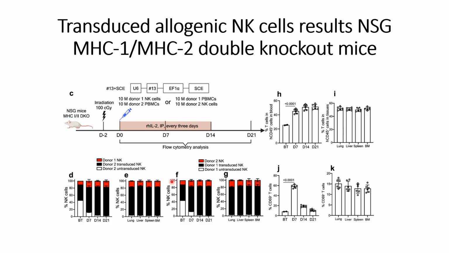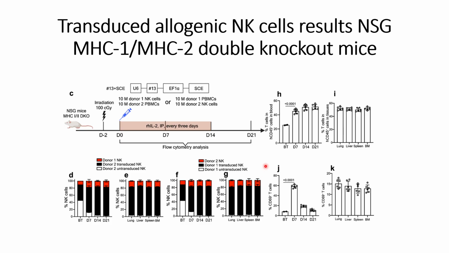And when they did the reverse, that is, when they used donor 2 NK cells and donor 2 T cells with donor 1 untransduced NK cells and donor 1 transduced NK cells, they saw similar results. That is the suppression of the allogenic donor 1 untransduced NK cells, but the allogenic donor 1 transduced NK cells increase in the blood and maintain almost the same level in the different tissues.